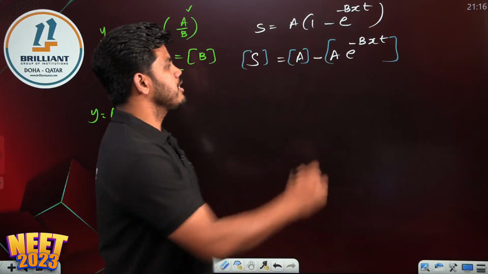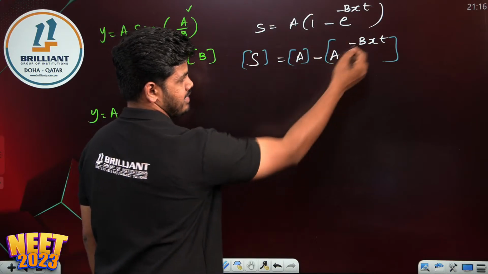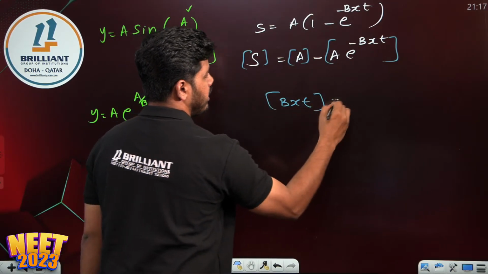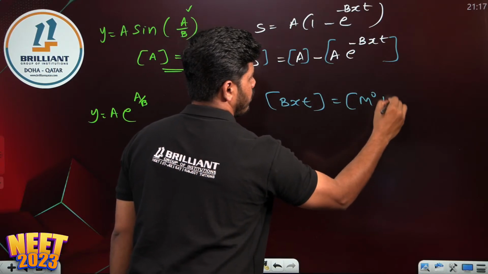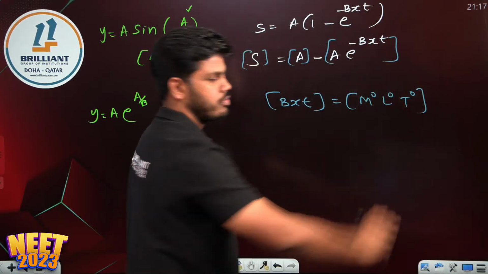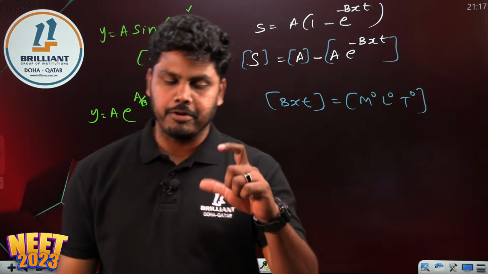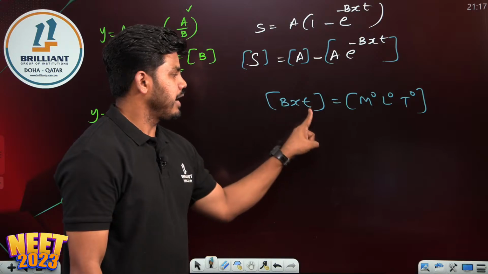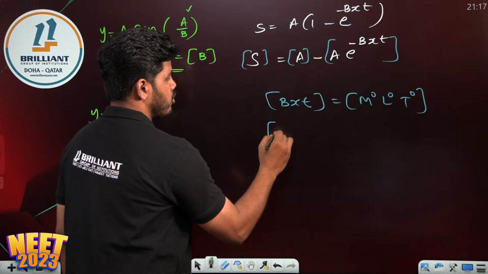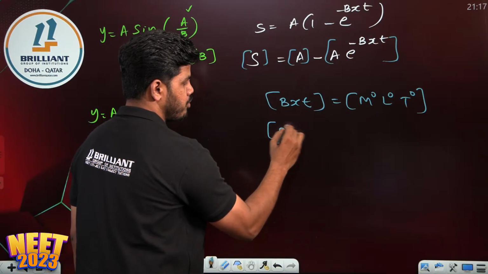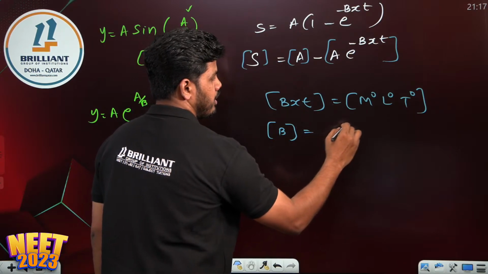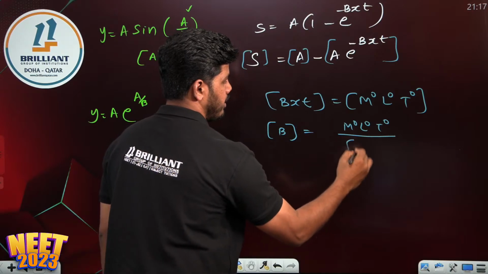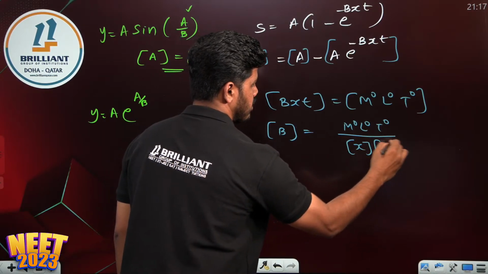So what are the terms we get as the power of it? B into x into t. This should be dimensionless, M0 L0 T0. That is what we understood from this, right? The power of e should be dimensionless. Okay, B, x, t. So what will be the dimension of x? The dimension of B is to be calculated. That is going to be M0 L0 T0, dimensionless, divided by the dimension of x into the dimension of t.